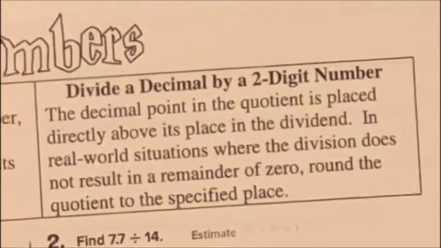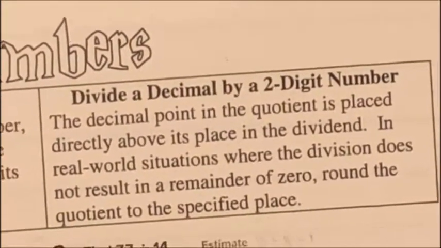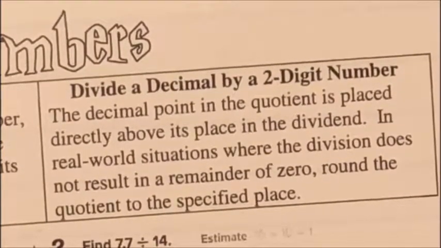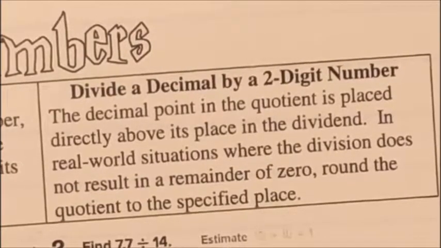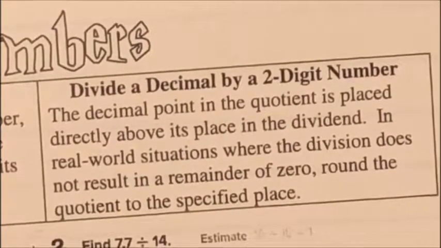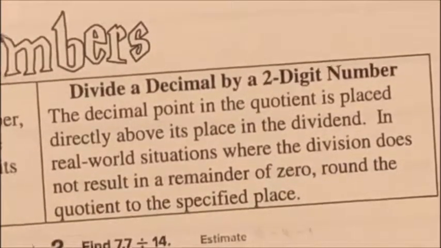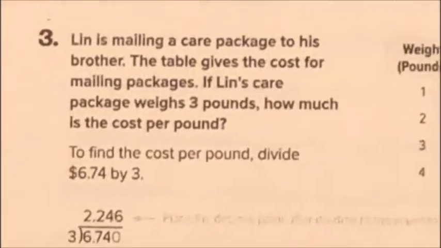So when I divide a decimal by a 2-digit number, the decimal point in the quotient is placed directly above its place in the dividend. In real-world situations where the division does not result in a remainder of 0, I round the quotient to the specified place. Okay, so let's look at example number 3.